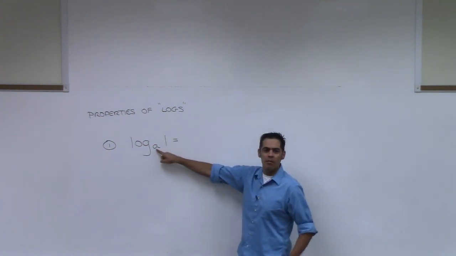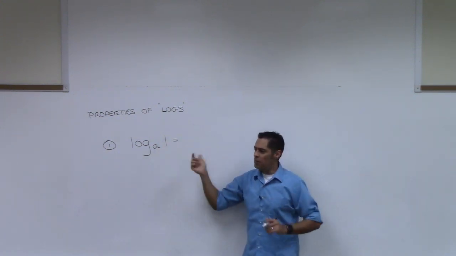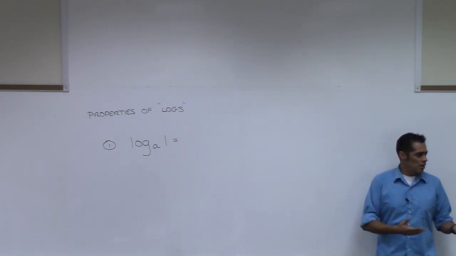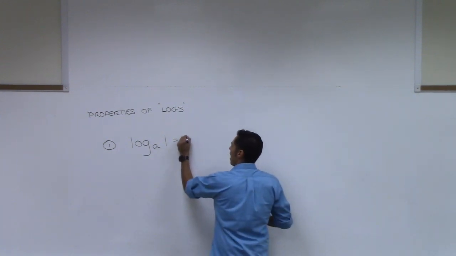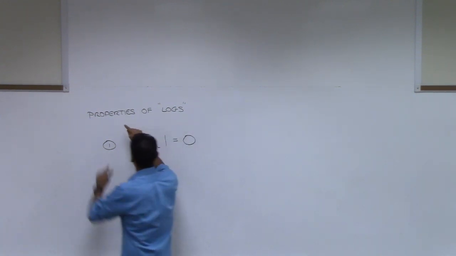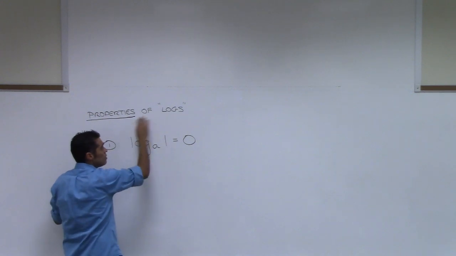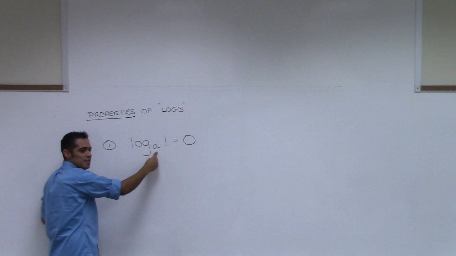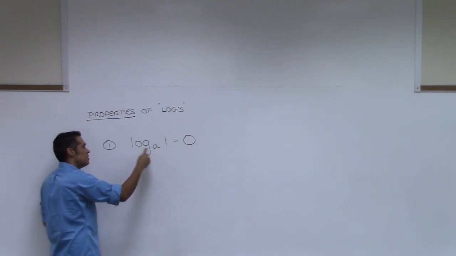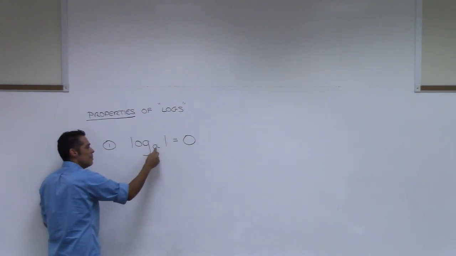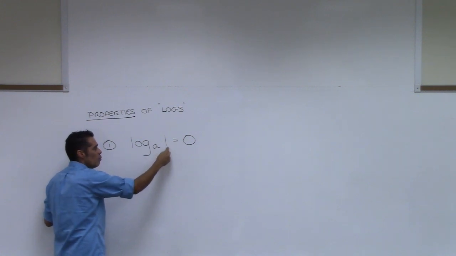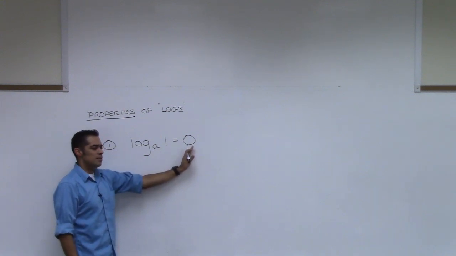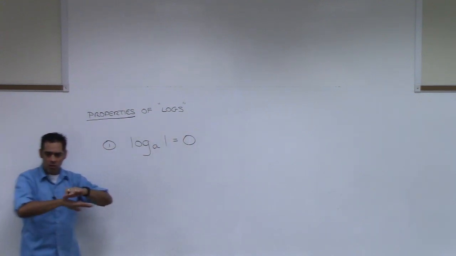It's a raised to what power is 1? Exactly. A raised to what power is 1? 0. Okay, so notice that this is a property, which means this holds for any log. If you have any log and you have any base, remember that base has to be a positive number, can't be 1. So if this is log base 3, log base 10, no matter what the base is, if you have 1 here, the answer is always 0. Because no matter what the number is, raise it to the 0, you get 1, right? So that will hold for all logs.